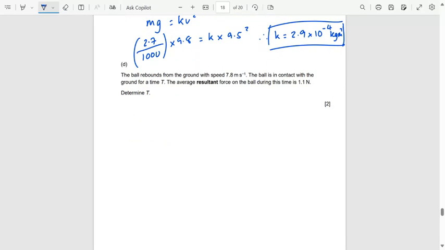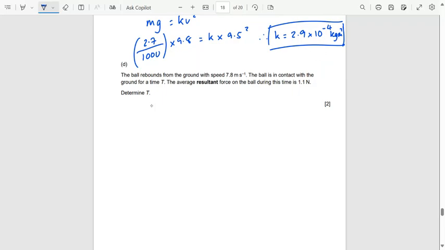The ball rebounds from the ground with speed 7.8. The ball is in contact with the ground for time t. The average force is 1.1 newtons. Determine t. Now, there are two ways of doing this. The first one's with momentum, which we had not taught you at the time. The second one is with Newton's second law formula.